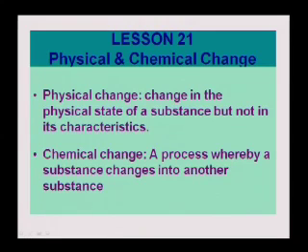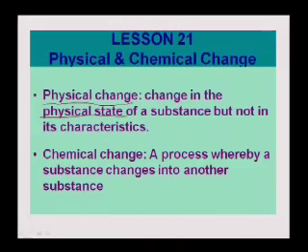Right, so here we have physical change. We're explaining what physical change is. Physical change involves the change in the physical state of a substance. In other words, like going from a solid to a liquid, but still the substance keeps its own characteristics, its properties. We're still having the same substance.